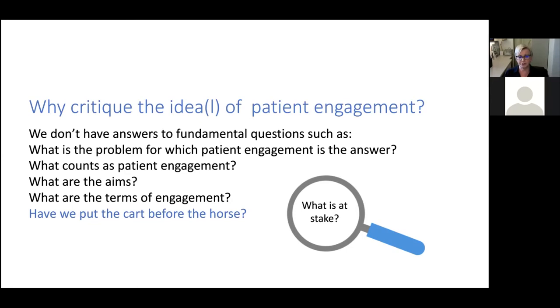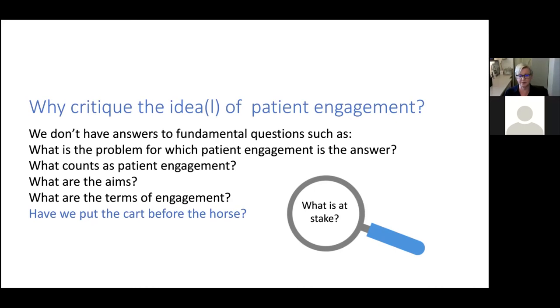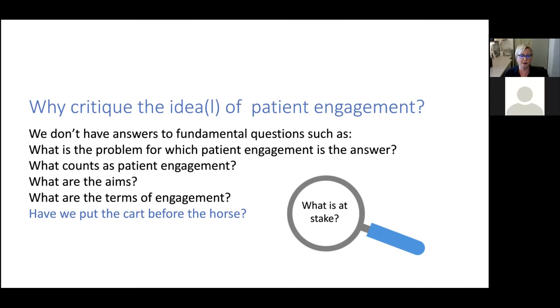What are the terms of engagement? And I'll say a little bit more about that, since that's one of the things we're particularly interested in our project. But here I've ended by asking a couple of questions. So have we put the cart before the horse? I think because for the most part, the idea of nothing about us without us is highly valued.